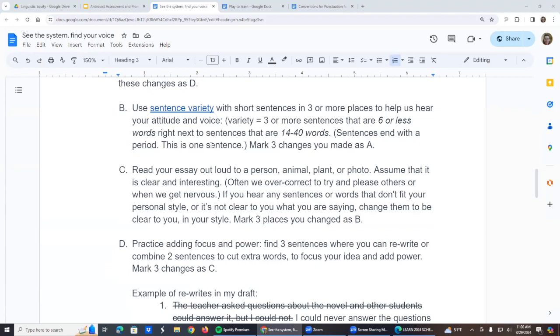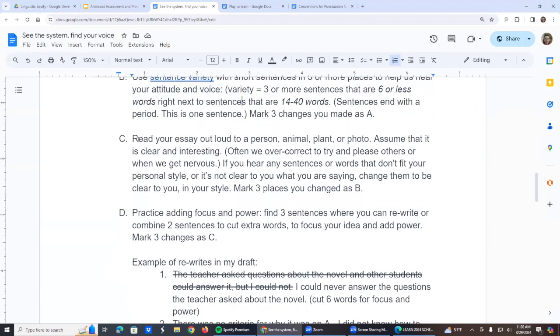The other thing I like to do is really get them to play with their voice. This is actually one of the ways that helps them develop their voice. And then the other one is: read your essay out loud. It's the same whether they read it to a person or their animal or their plant or their photo, it works for them. Assume that it is clear and interesting already.